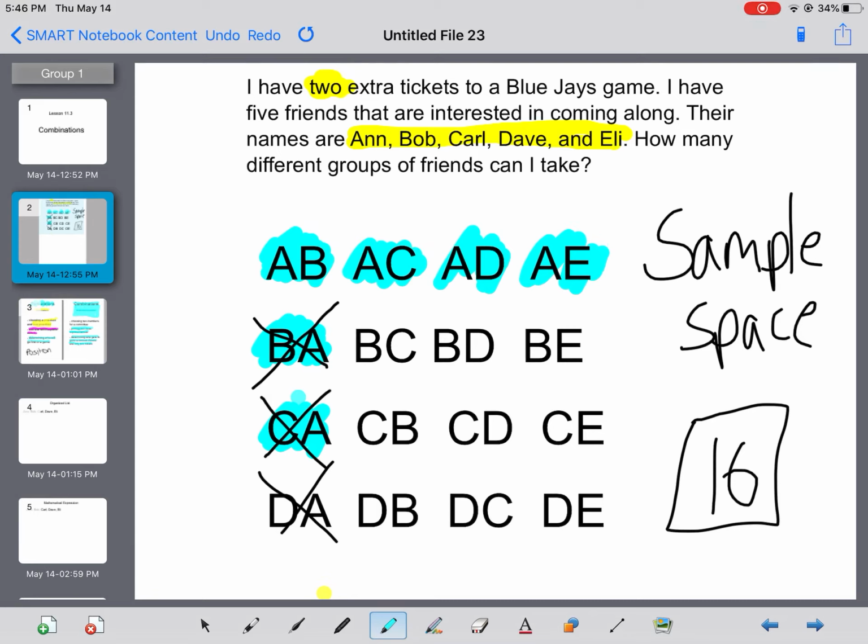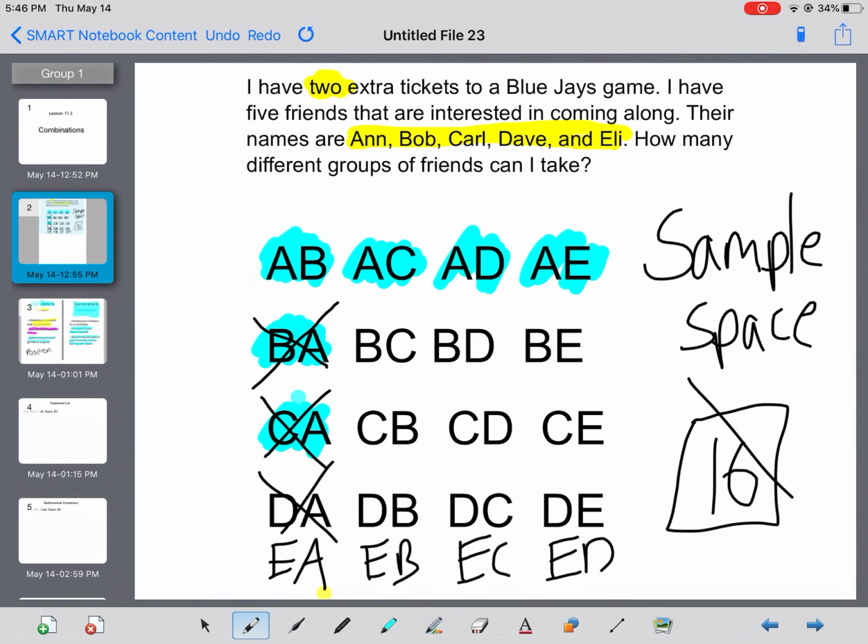Anne and Eli is the same as, oh, and here's where I realized that I made a mistake. Looks like I forgot to do the E column. I should have EA, EB, EC, and ED, which would also change this to 20. There we go. That's better. Anyways, back to Anne and Eli.